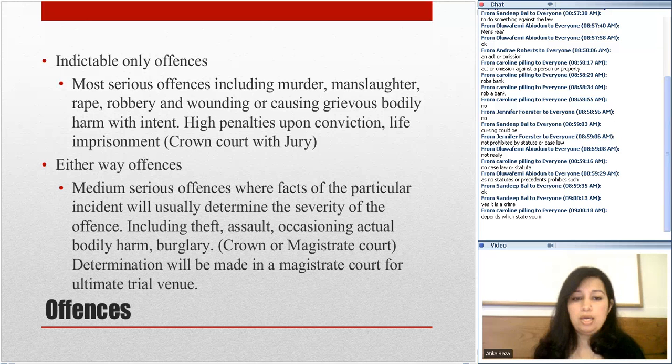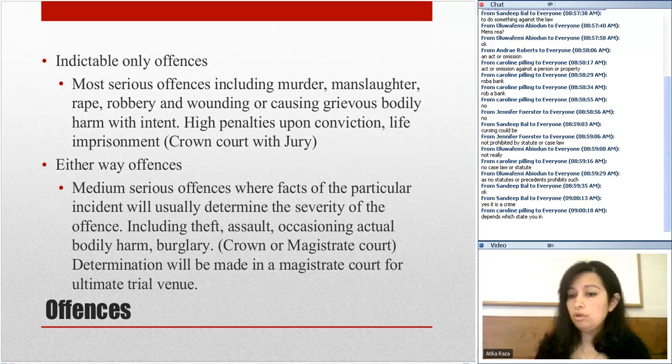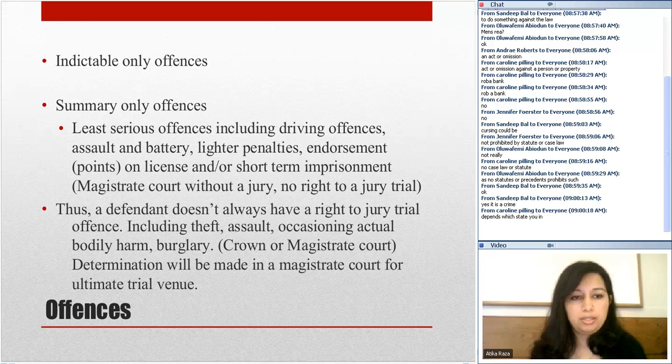Okay, the determination will be made in the magistrate court for the ultimate trial venue. You go to magistrate court and they're going to decide whether your crime is serious enough to send you to Crown Court, or it's not so serious and they're just going to keep you in the magistrate court. Okay. We'll read about courts in a little bit too, in a few upcoming slides.